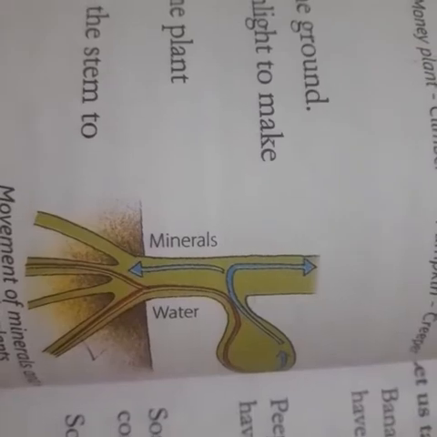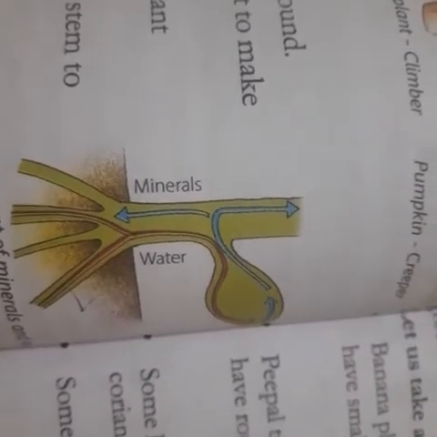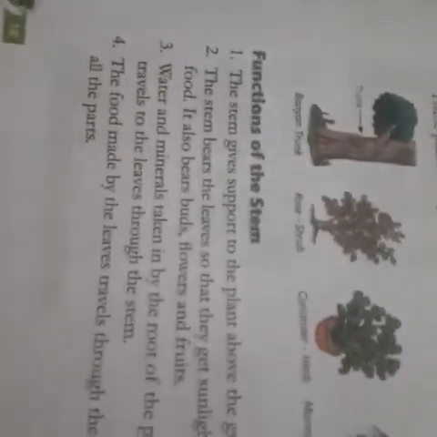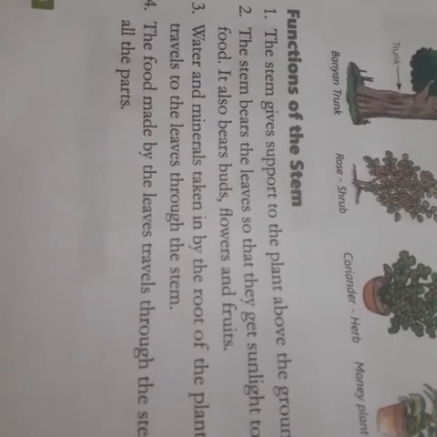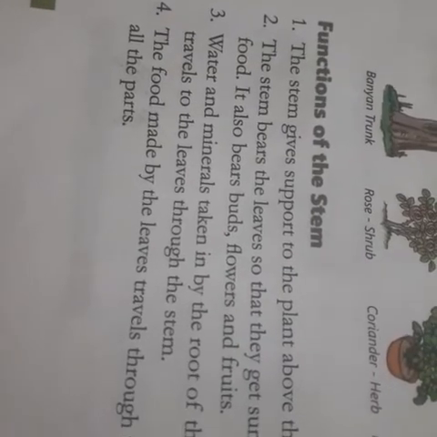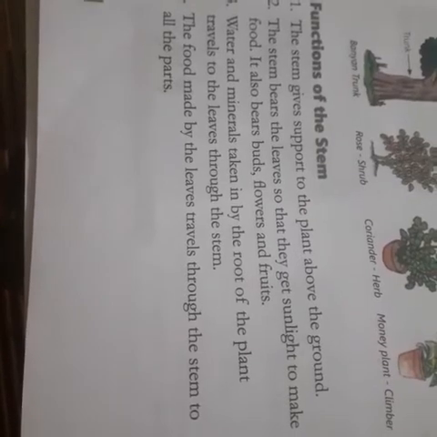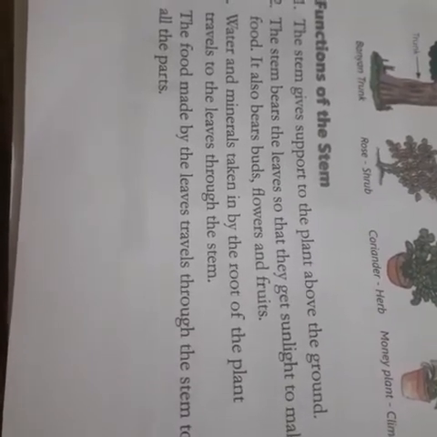The stem forms the central axis of a plant body and holds the plant upright. Here are the functions of a stem. The stem holds the plant upright, and keeps the leaves, buds, flowers and fruits in the air, exposed to the sunlight, and gives support to the plant above the ground.